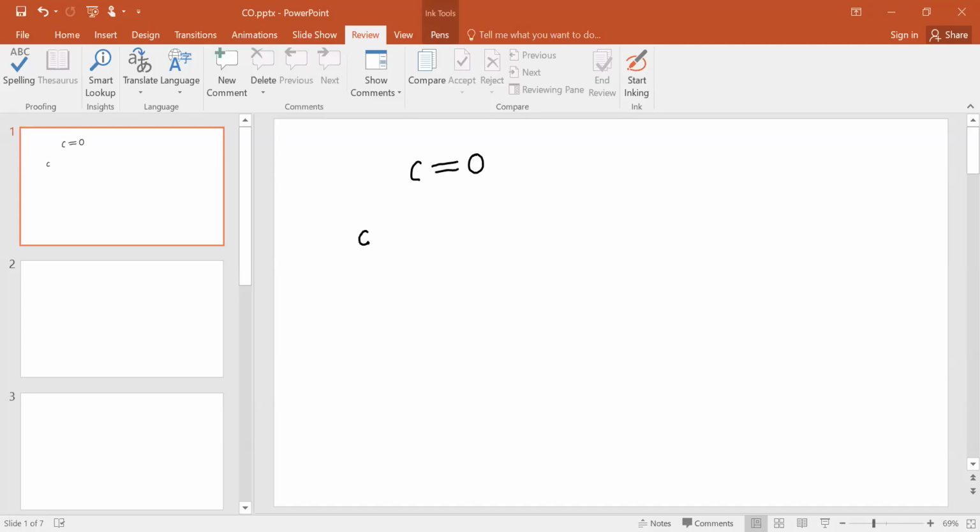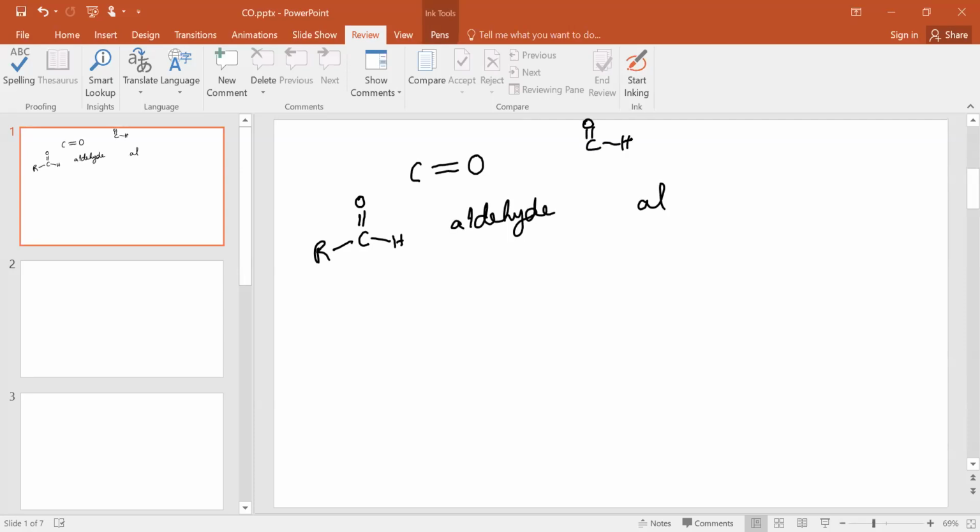First one: if you have carbon double bond oxygen and hydrogen, and the other side could be hydrogen or carbon, this is called an aldehyde. In nomenclature, aldehyde ends with "al". Like if it is methane, one carbon, this will be called methanal. In common it is called formaldehyde. And if it is two carbon, then ethanal, and so on.